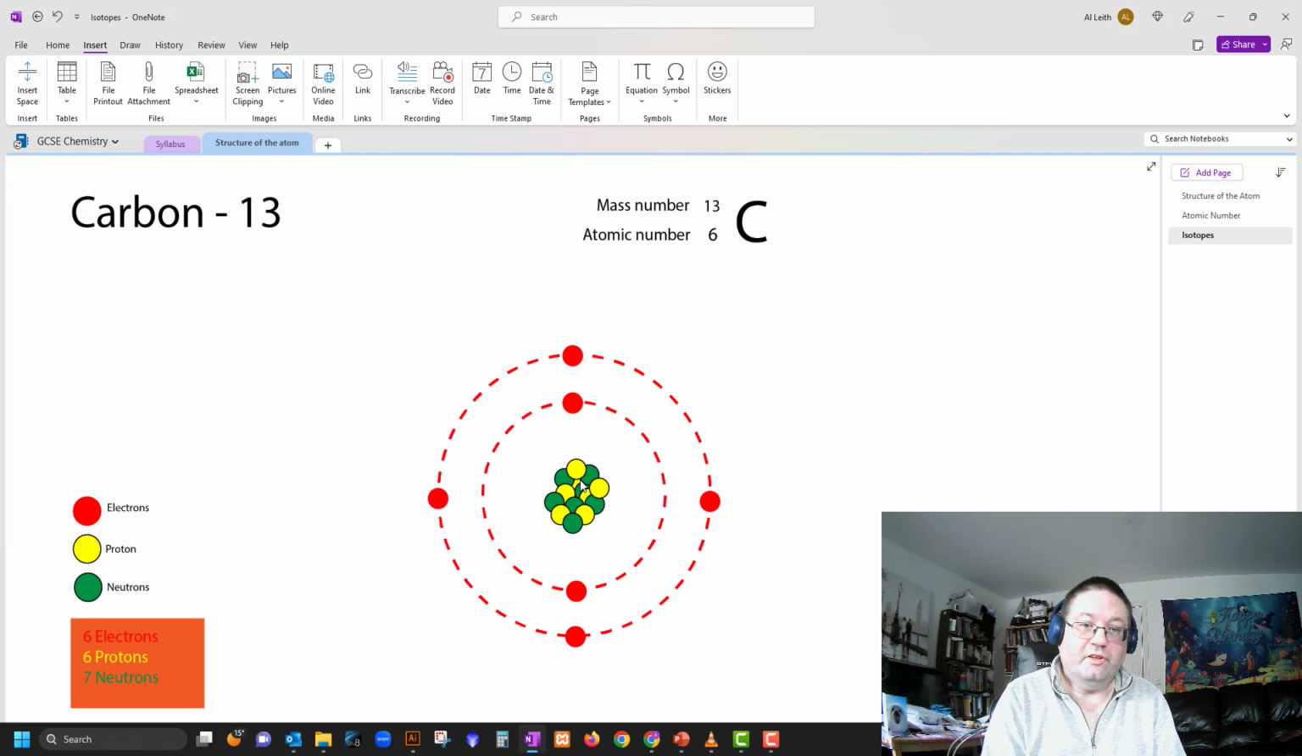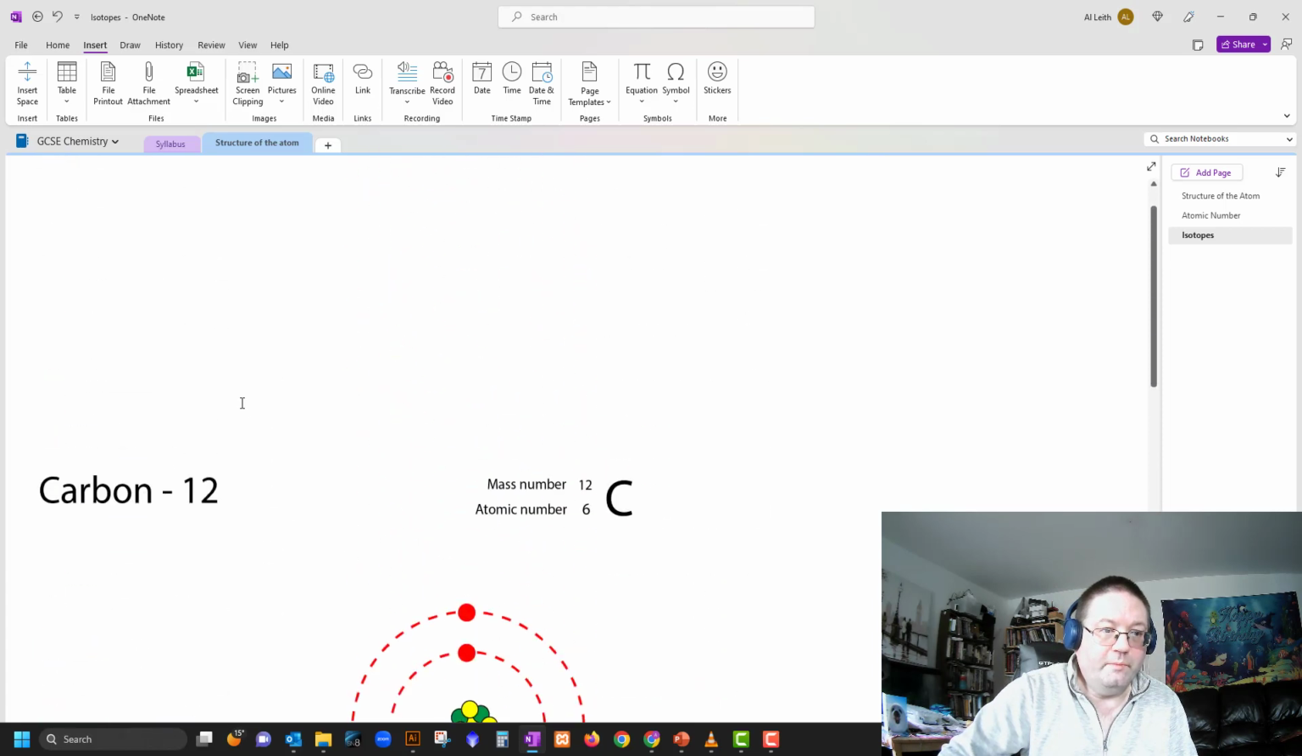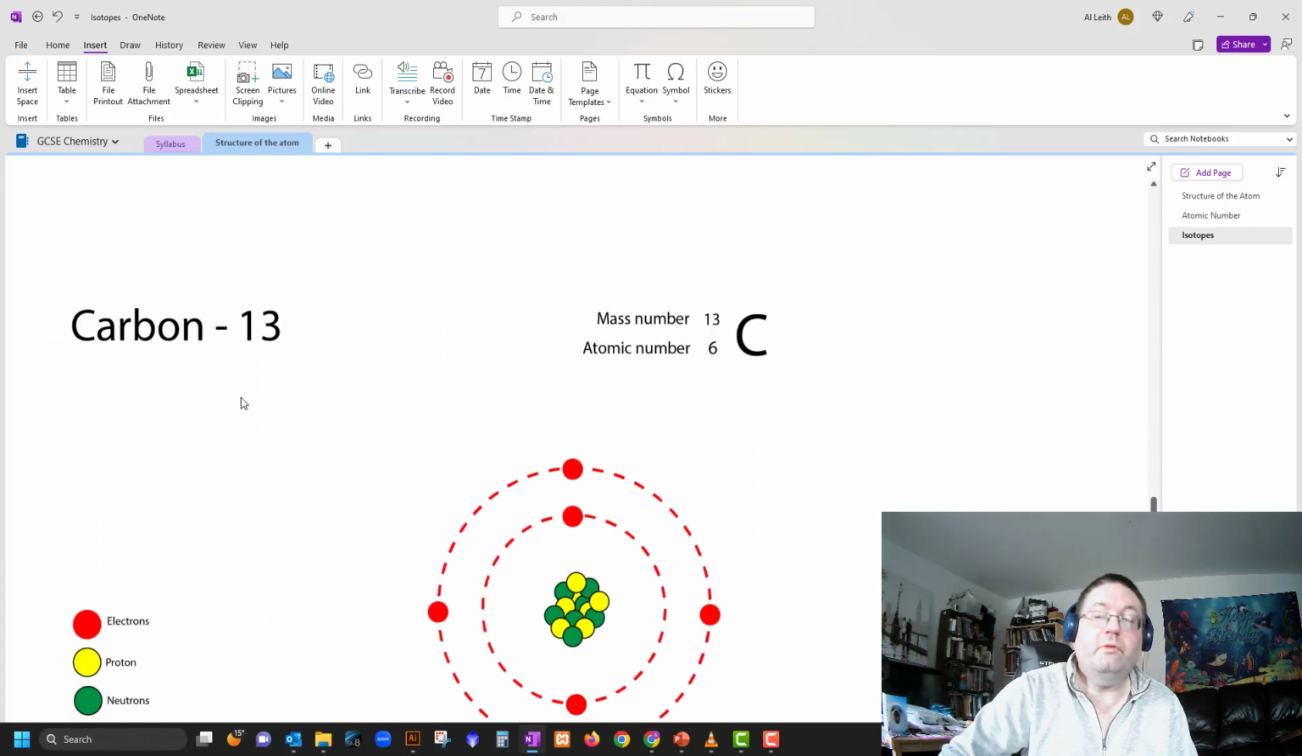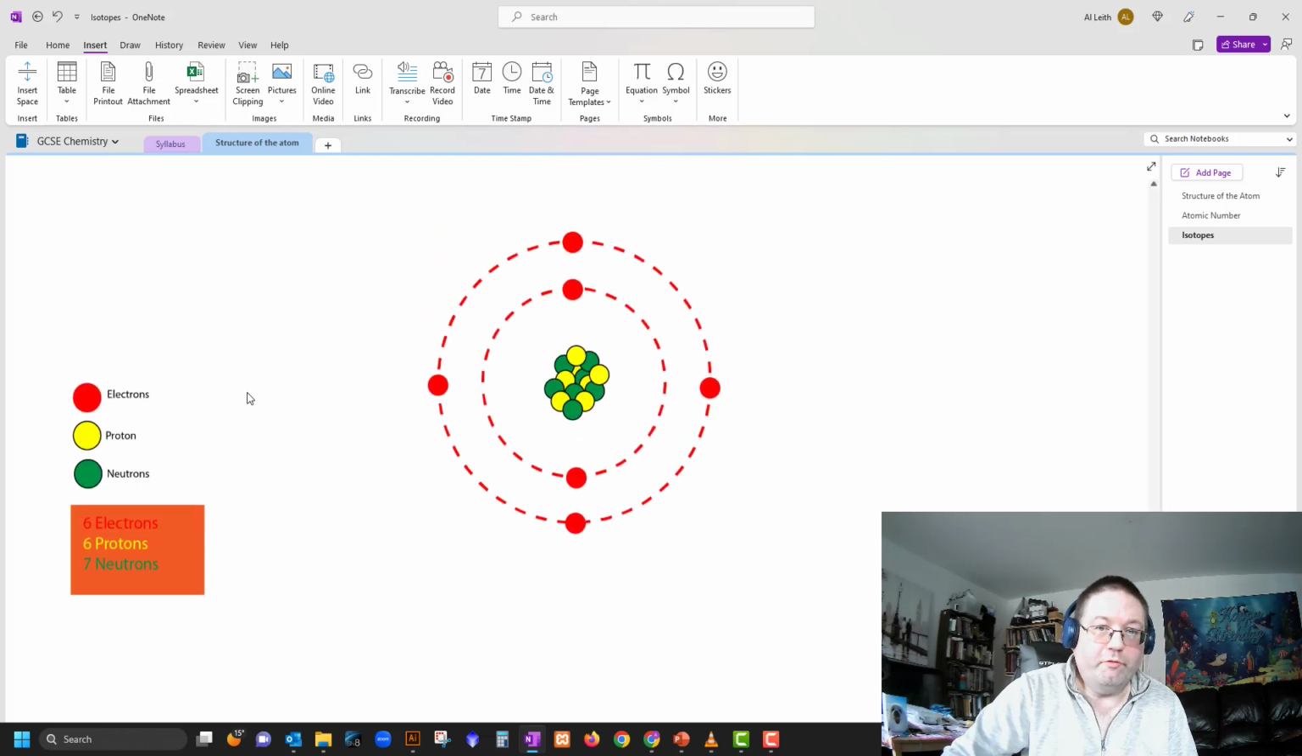So once again, when you change the number of neutrons in the nucleus of an atom, you are not changing the element, you are changing the isotope. The element remains the same. So you've got carbon 13 and carbon 12. These are both carbon, but the isotope has changed. That's another thing you need to be aware of for your GCSE chemistry.